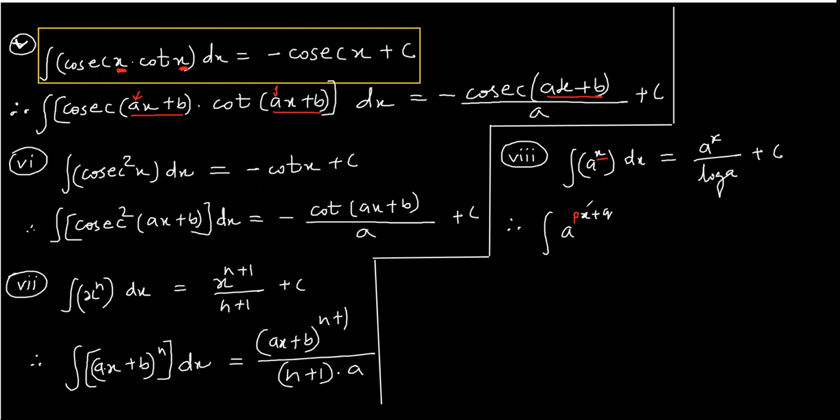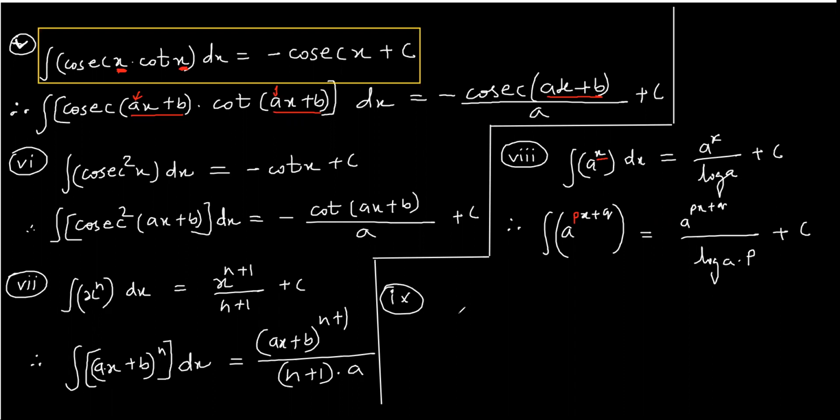Why I'm doing that? For the same reason, because otherwise the a will clash. If I write here ax plus b, then this will clash with a. So integration of a raised to x was a raised to x upon log a. So a raised to px plus q will be a raised to px plus q upon log of a into p. That is, you are dividing the whole thing by the coefficient of x, so that p, which is the coefficient of x, will come in the denominator plus c. Okay. Then you have ninth.